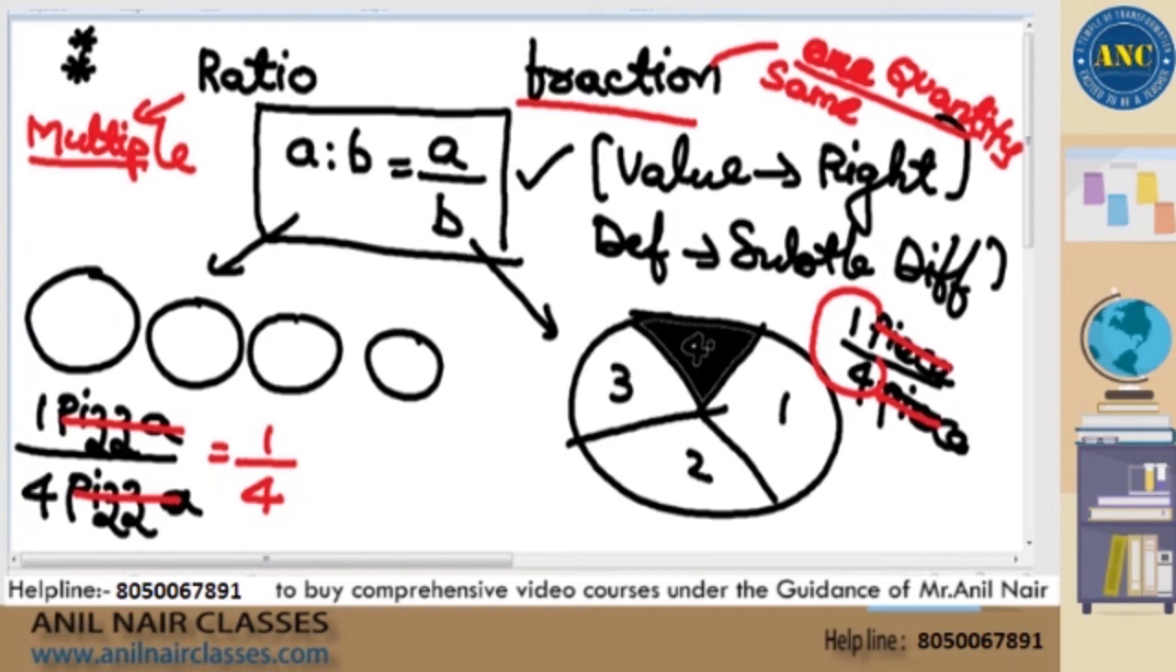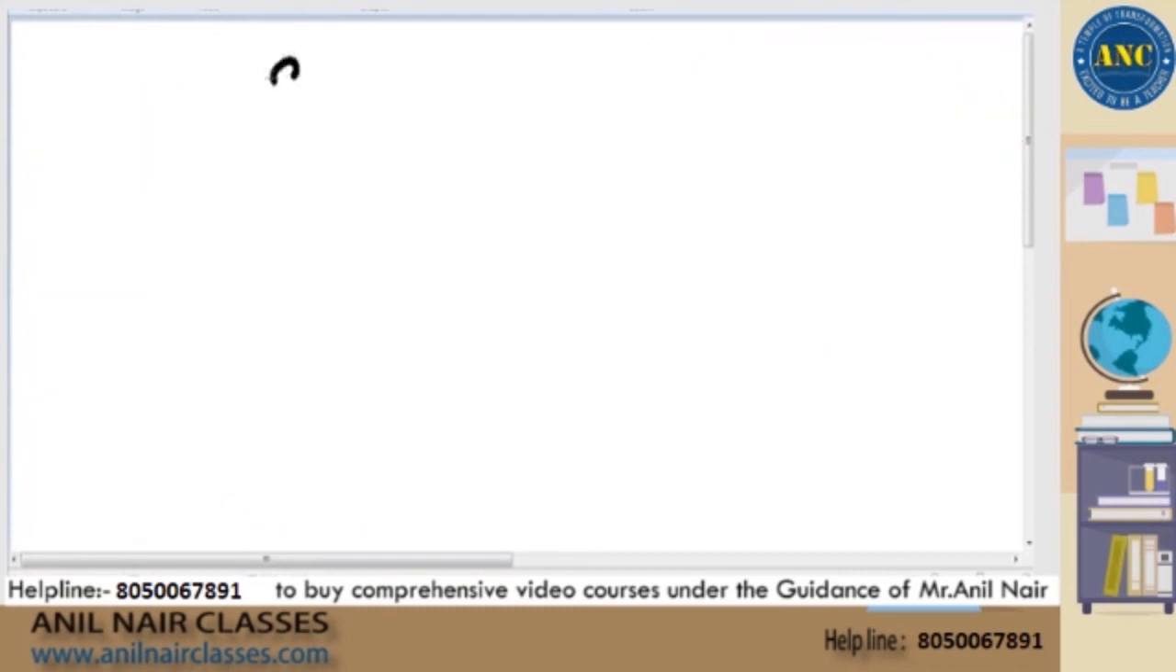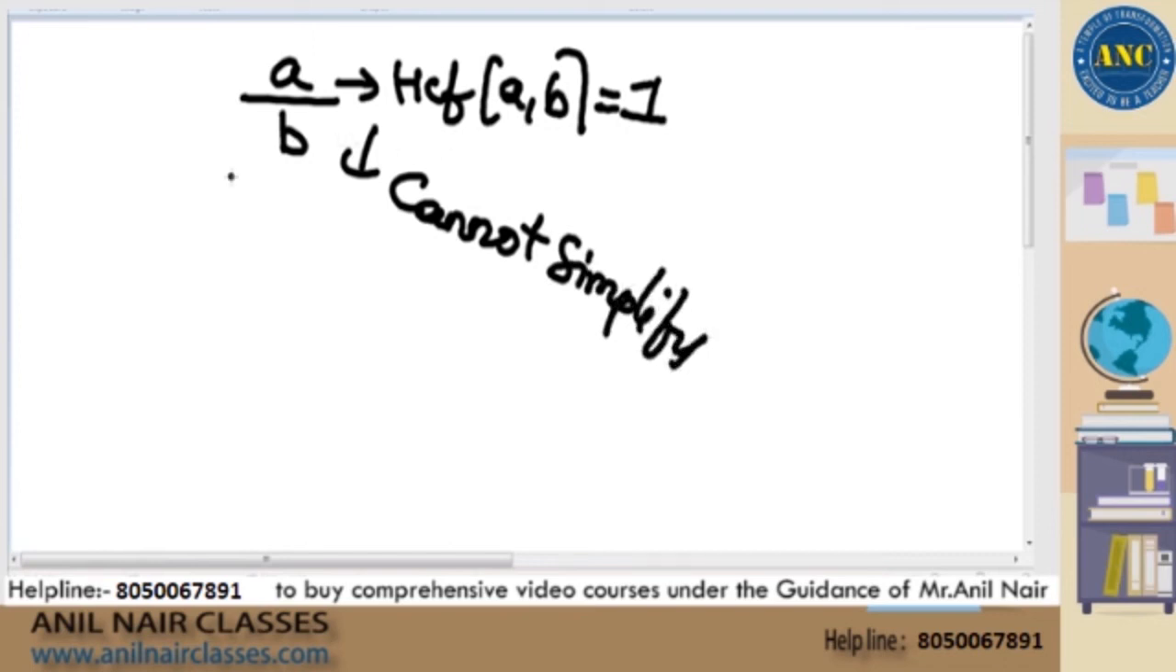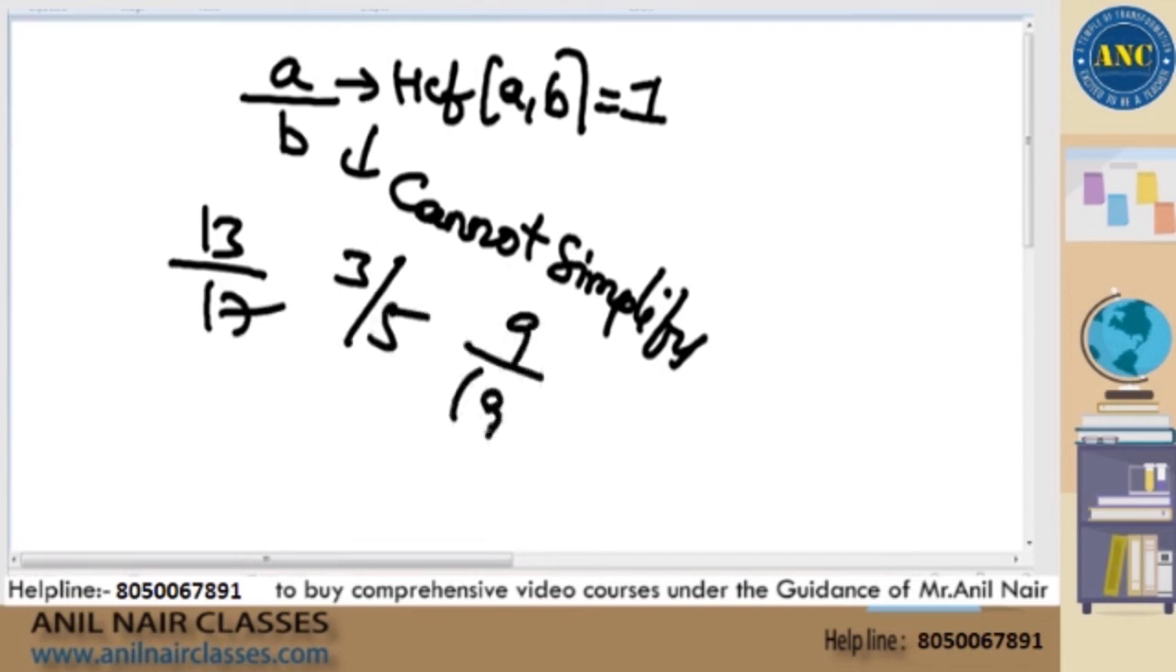We can simplify them as 1. Santosh, 2 numbers, if 2 numbers are of the form A by B, please write down this. I am seeing all the doubts which I saw in 250 plus batches, sir. If HCF of A by B is 1, whenever the fractions are like this, you cannot simplify. These are already in simplest form: 13 by 17, 3 by 5, 9 by 19. Now, I hope it is clear.